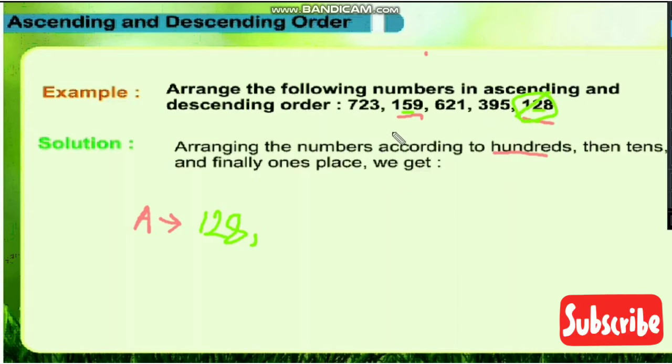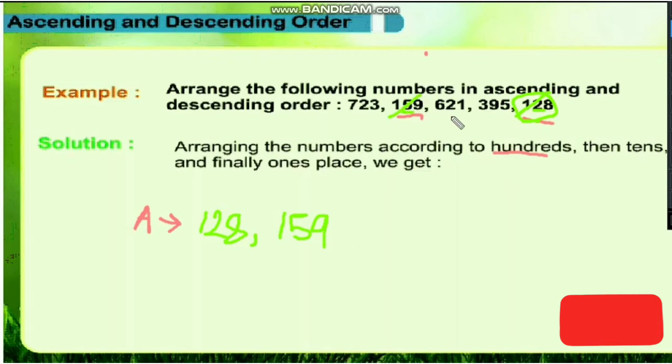Now 4 numbers remain. In these numbers, which number is smallest? Now here 700, 100, 600 and 300. First we are comparing the hundreds. Which number is smallest? Obviously 100 is smallest. Then we are writing 159. Then this number is gone.